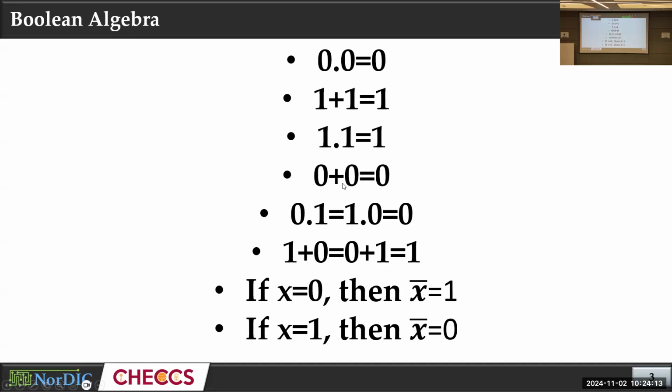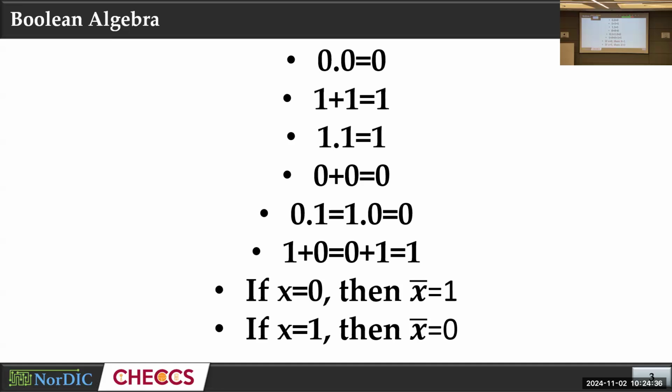And the fourth one is also obvious, 0 plus 0 equals 0. And the next one is also obvious, 0 multiplied by 1 and 1 multiplied by 0 equal 0. And this one is also obvious, 1 plus 0 and 0 plus 1 equal 1. These are obvious because these operations do not go beyond 1, right?